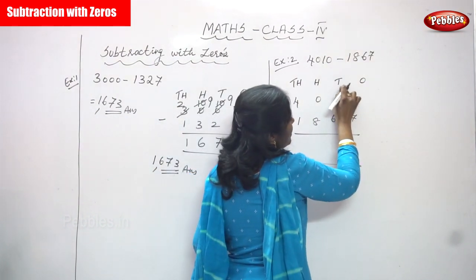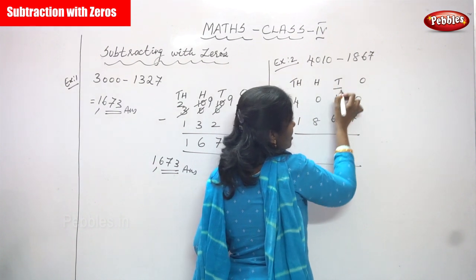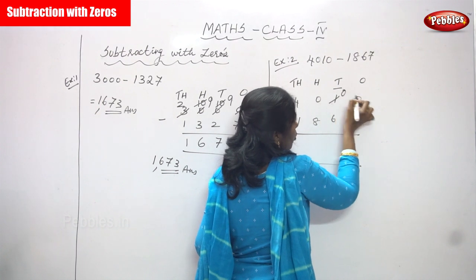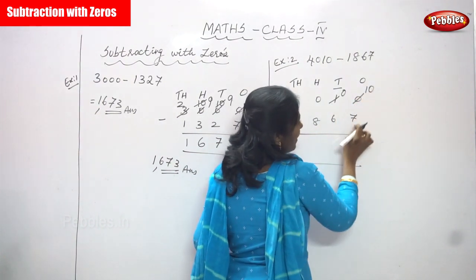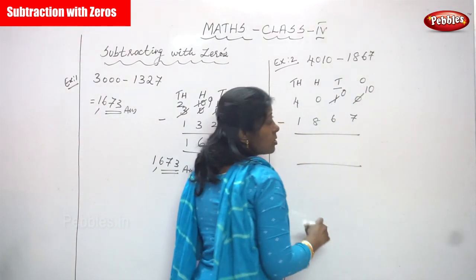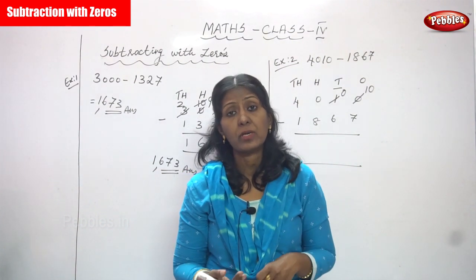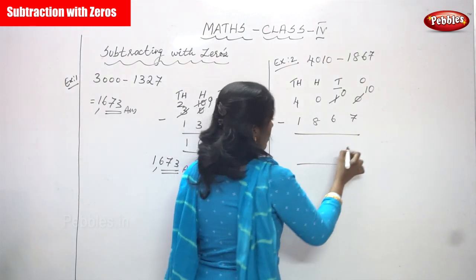So what is the number in the tens place? 1. So you have to borrow 1 from here. This 1 becomes 0 and the ones place 0 becomes 10. So 10 minus 7. You have to focus on the ones place first. What are you going to do? You have to do the backward counting. After 7 you start counting: 8, 9, 10. The number is 3. So you write 3 here.